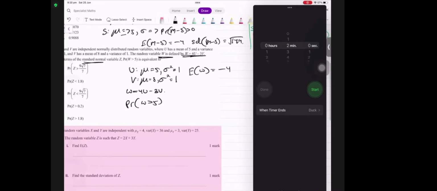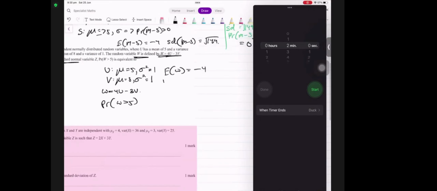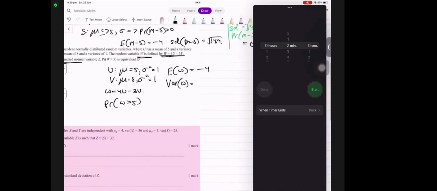Let me quickly check that. Yep, that is right. Now you look at the variance. Variance firstly, so 1, that's fine. Now it's 4, so it'll be 16 times 1, which is 16, plus 1 variance, plus 9. So you've got 25, so the standard deviation of W is equal to 5.